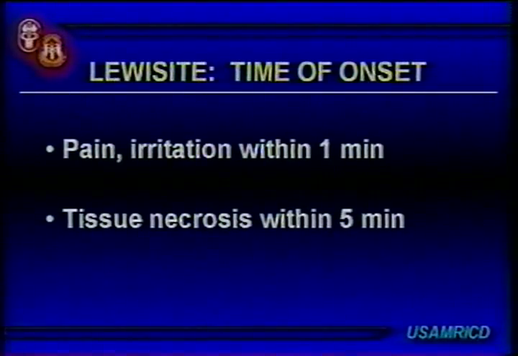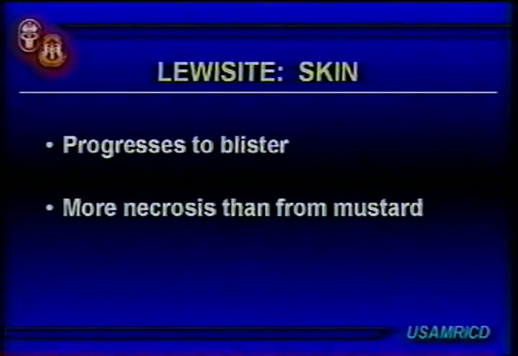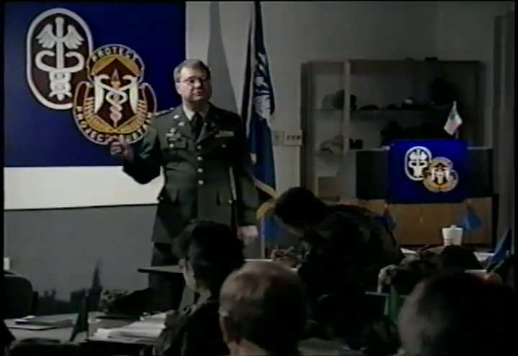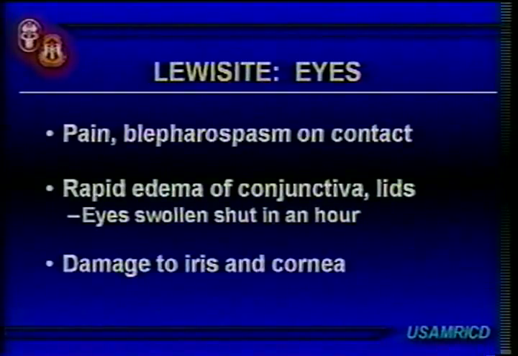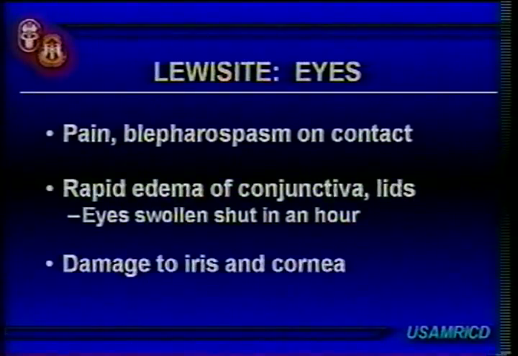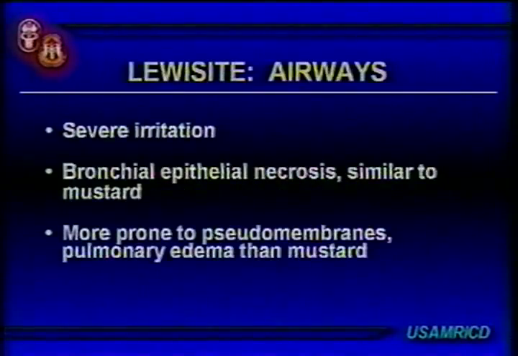Lewisite causes immediate pain. Mustard, you got the delayed effect. Immediate pain, in 5 minutes, you're getting tissue necrosis. Big difference, okay? Big difference. Blisters, said to cause more necrosis than mustard. The fact is we have very little experience with this because it's never been used on the modern battlefield. Very similar to mustard, except it's going to be immediate. Same as for mustard.